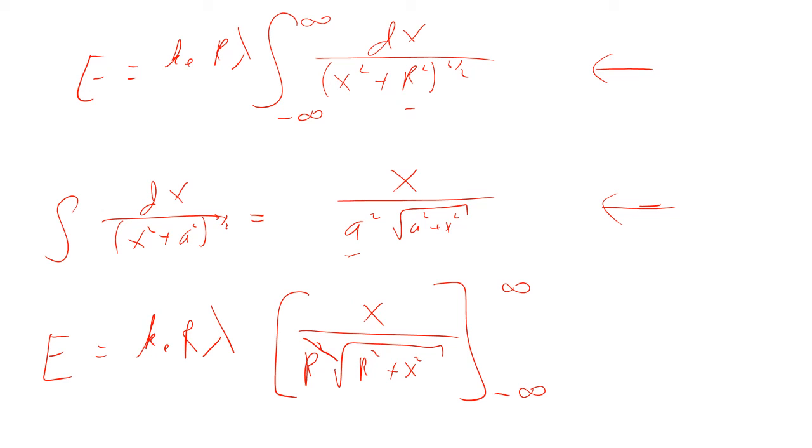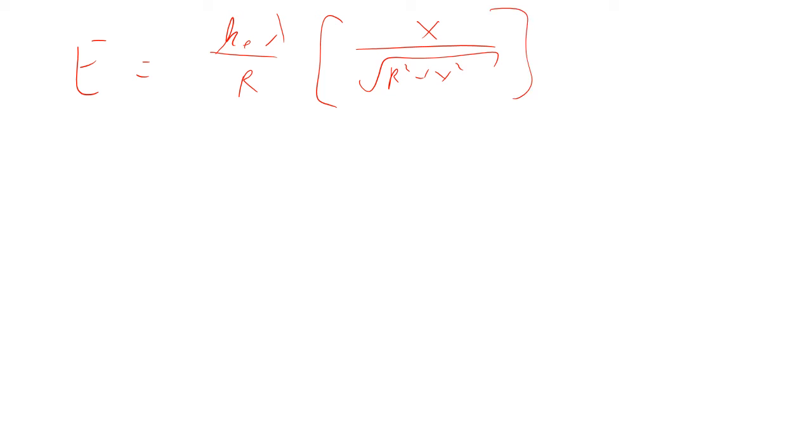Well, right away, that r cancels one of those r's. Okay, and so you look at it and say, E is going to be K sub E lambda over r times x over square root of r squared plus x squared, evaluated from minus infinity to infinity. So what is that? Well, we have to do a limit. We got infinities in here.